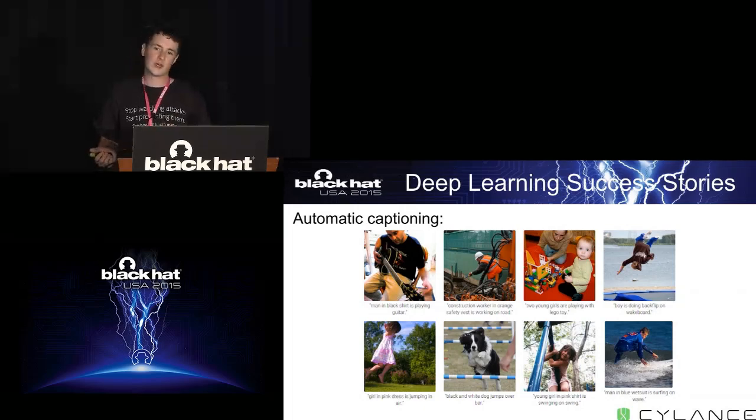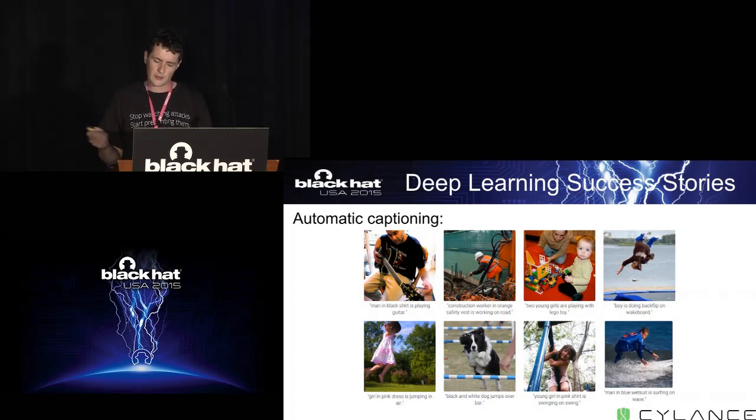The really cool thing to point out about this is that this model has never seen these images before. It's the very first time it's seen a construction worker in an orange safety vest working on a road, and it's outputting the correct thing. There are some kind of weird ones, like a boy is doing a backflip on a wakeboard. Yeah, he's doing a backflip, but it's not on a wakeboard.